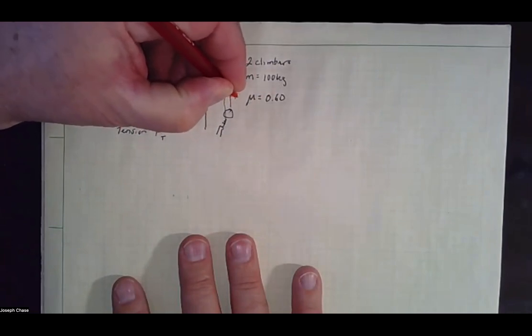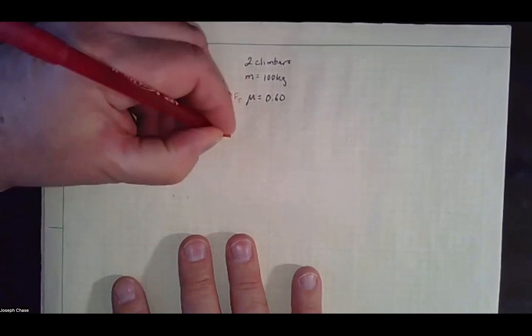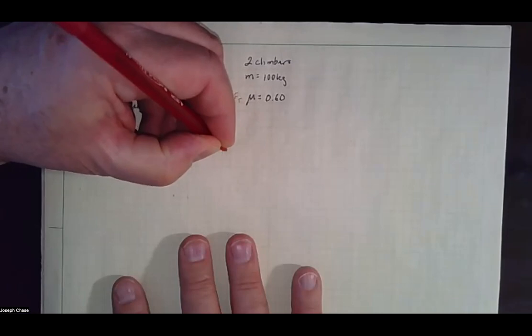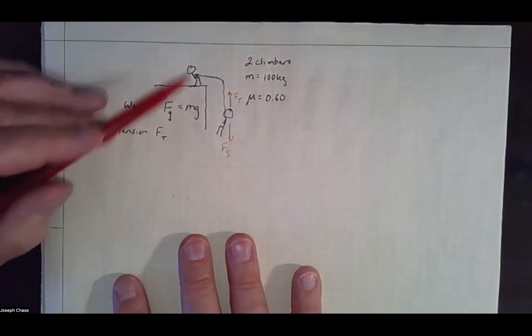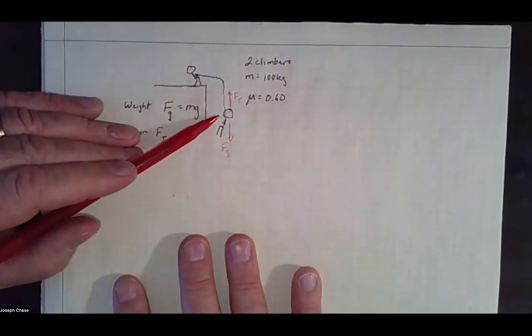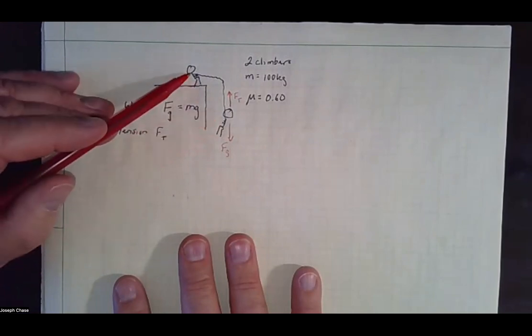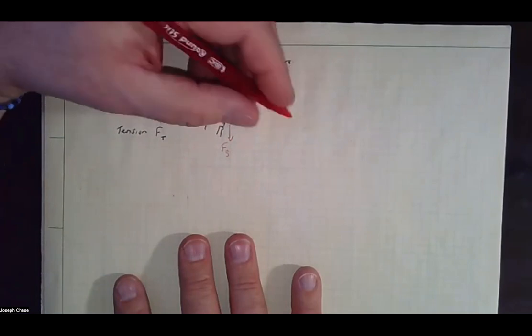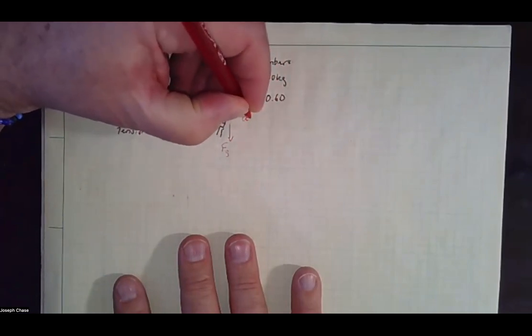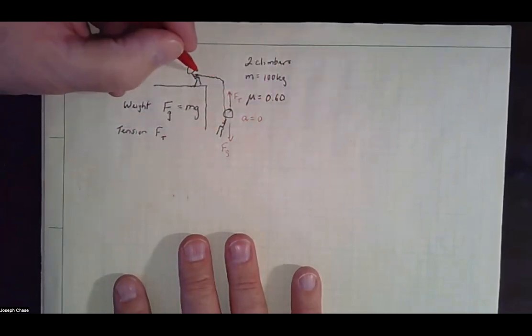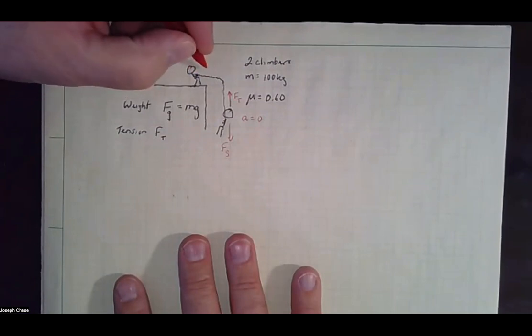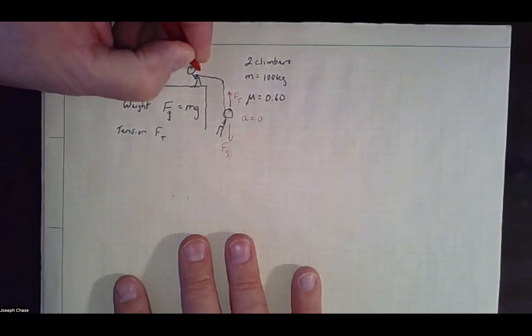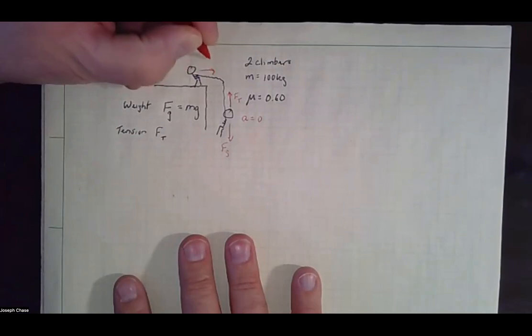So we have tension pulling upward, and then we have weight pulling downward on this individual. If this is you and this is your best friend, and you're doing a good job here, your best friend is not accelerating. So we're going to say that the acceleration is equal to 0. And then up here, we have tension pulling this way.